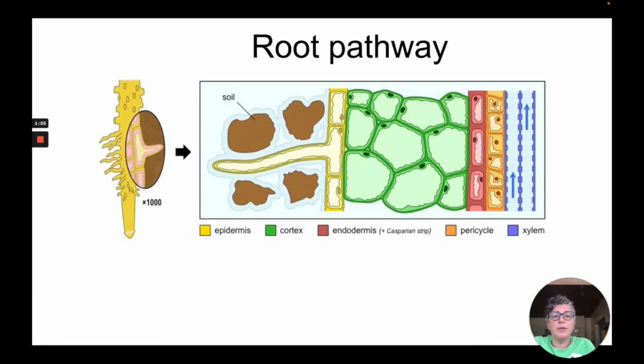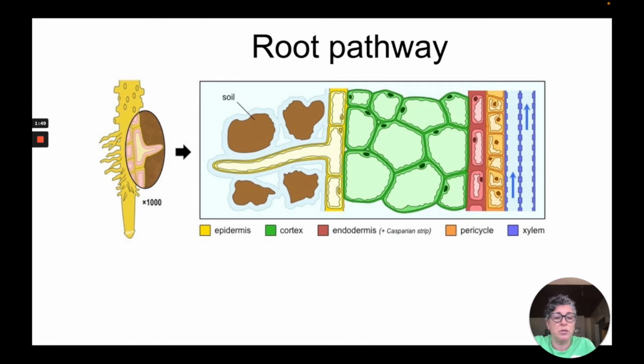So let's look at the root pathway of water. Water molecules are going to be attached in a layer of film to soil particles. The root hair cells will be able to penetrate those soil particles as they grow and thus create greater surface area to increase the uptake of the water and the minerals. So let's take a look at how the water moves through this structure.